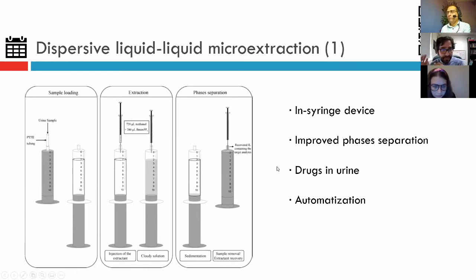This is the only application that we have reported with this technique, but we are very proud of it because it has been used by other researchers for doing automated dispersive liquid-liquid microextraction using automated syringe. So we are proud of the impact of this research.